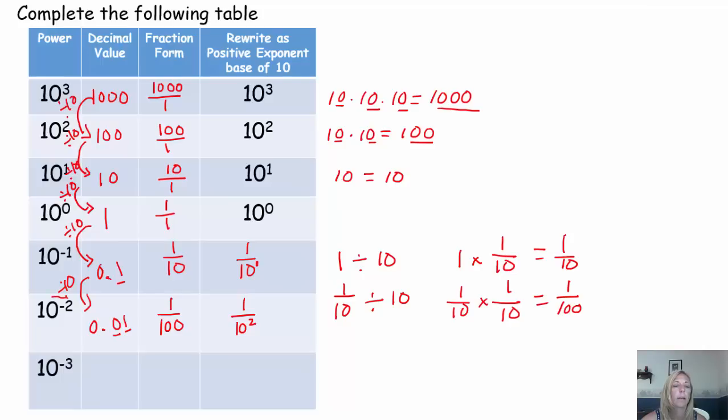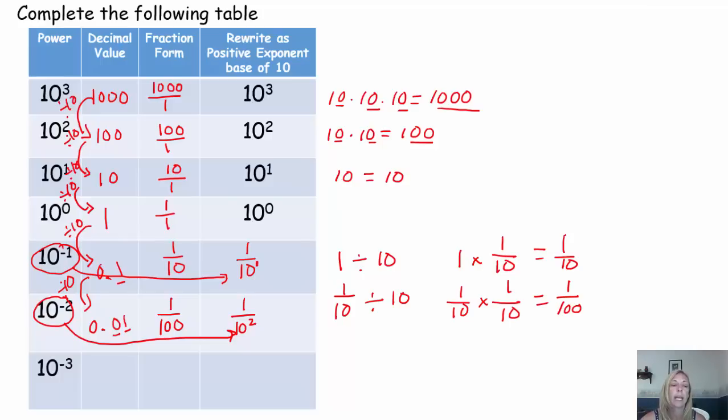Notice over here, when my exponent is a negative 2, in order to make that a positive 2, what do I have to do with it? I put it under 1. Look over here at the 10 to the negative first. In order to make that a positive exponent, I put it under 1. So that's something to remember in the future to make the rule work and go faster.